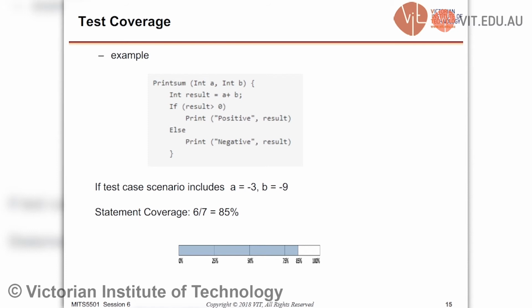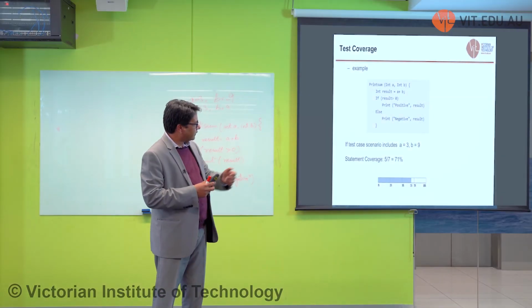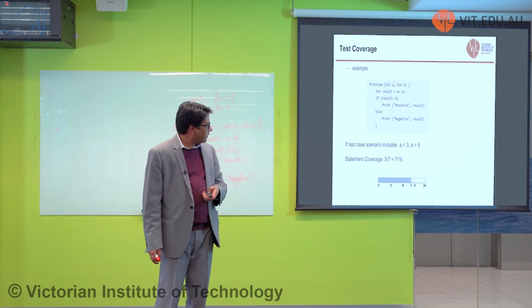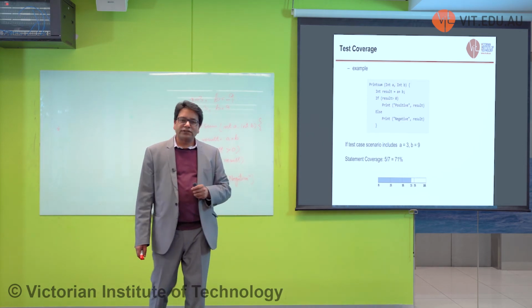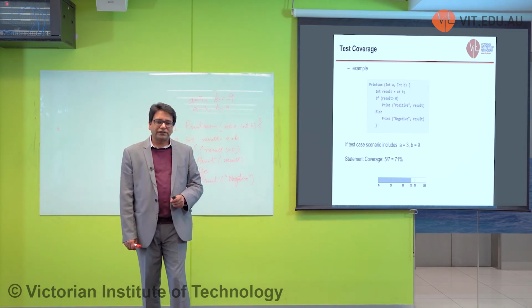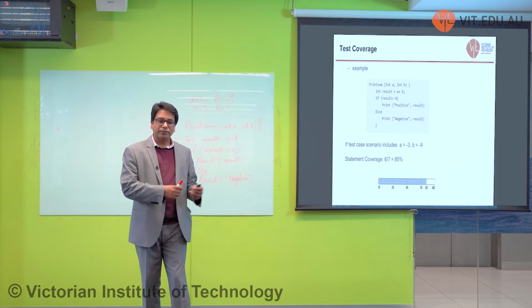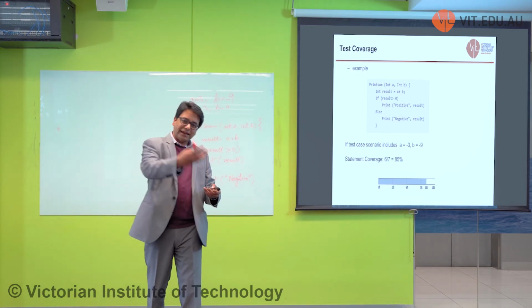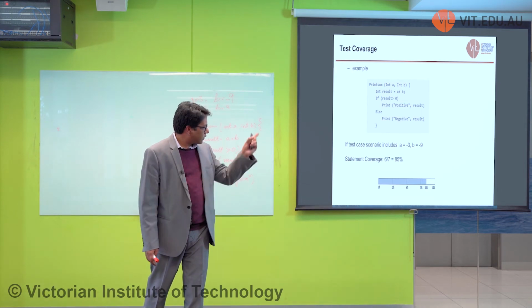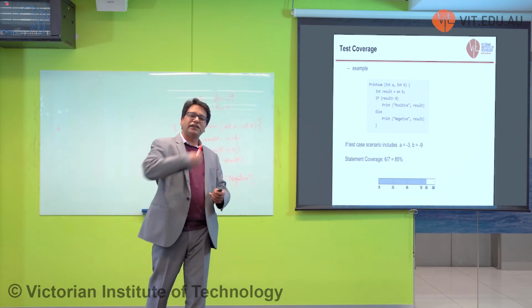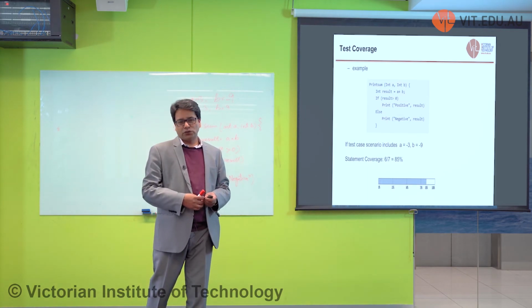Okay, so if I summarize it, we have a program here with a simple first test case where A is equal to 3, B is equal to 3. We can only execute 71% of the code in this example, but it could be 60 or 80%. Then we create another test case such as this one: A is -3, B is -9. Then we execute the remaining part of the code.